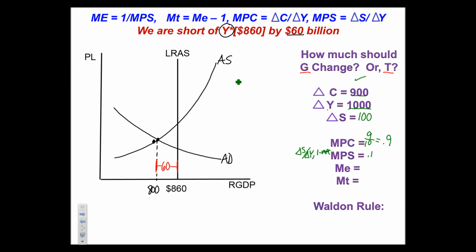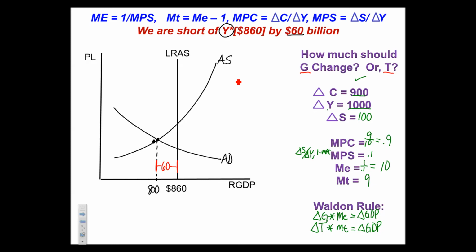Expenditure multiplier is going to be 1 divided by the MPS, so 1 divided by 0.1, so it's 10. And the tax multiplier is going to be 1 less than the expenditure multiplier, so it is 9. And then let's write down our rule again. The change in government spending times our expenditure multiplier will give us our change in GDP. Or change in taxes times the tax multiplier will give us our change in GDP. You just have to remember which direction taxes go. If taxes are cut, GDP goes up. If they're increased, it goes down. So now we're going to go ahead and solve our problem.